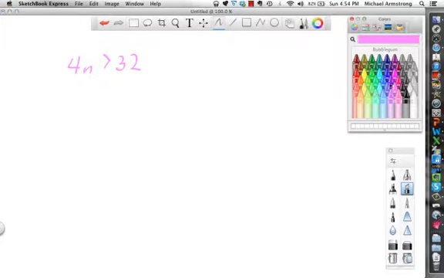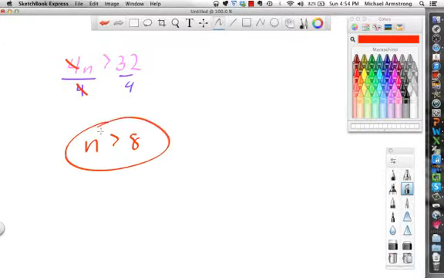So if 4 times n is greater than 32, if we want to figure out what n is, we divide both sides by 4. Okay, and then those simplify down to 1, so that leaves n, and 32 over 4 simplifies down to 8, because 4 times 8 is 32. N is greater than 8, and that's our answer.